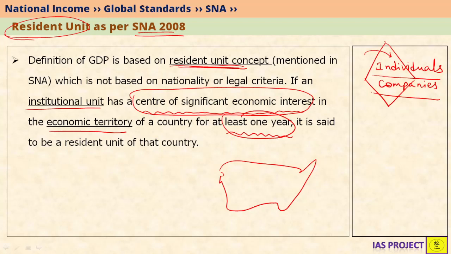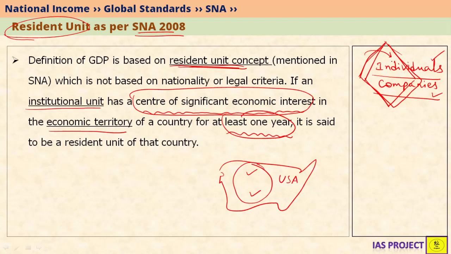Let me repeat this once again. Within the economic territory of India, whatever the individuals, that is households, and companies are there, whatever goods and services they are producing and whatever gross value addition they are doing, all that gross value addition is counted towards GDP of the economic territory of India. Similarly, whatever individuals and households are present within USA and whatever companies are present within USA, the value addition by both these entities is added towards the value of GDP of USA.